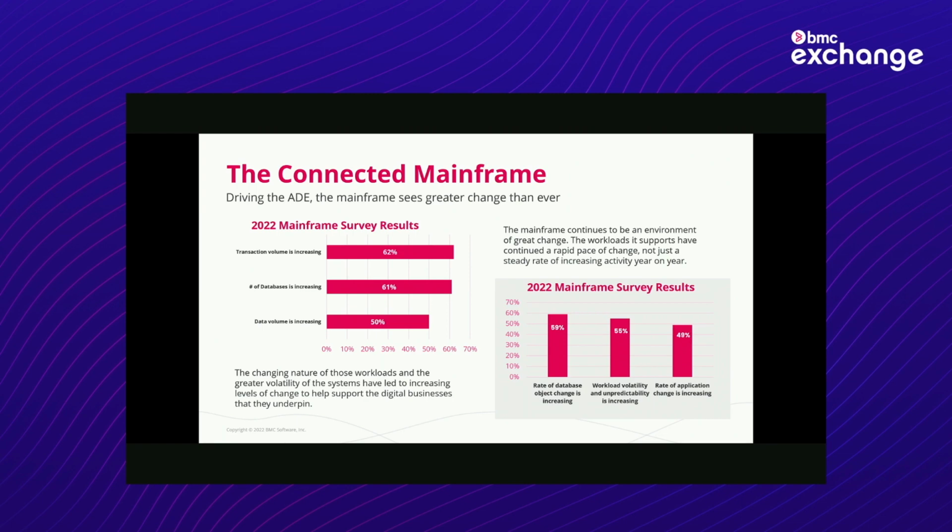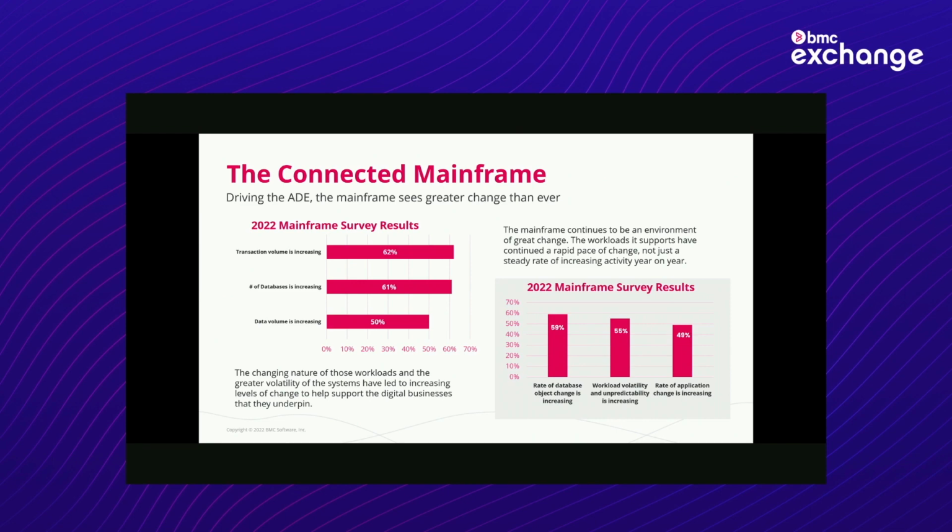When we do surveys, we survey a lot of our customers and a lot of the industry every year. The mainframe is one of those areas where we have seen a lot of change, and change is one of those constants that underpins it. If we look at the 2022 mainframe survey, we can see that transaction volume, number of databases, and data volume, so the amount of work going through a mainframe system today, is definitely higher than it ever was. The other thing to say is that the nature of that work is changing.